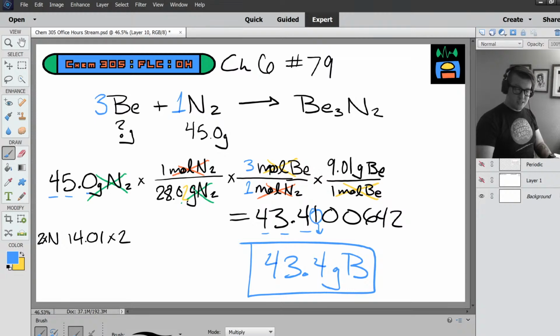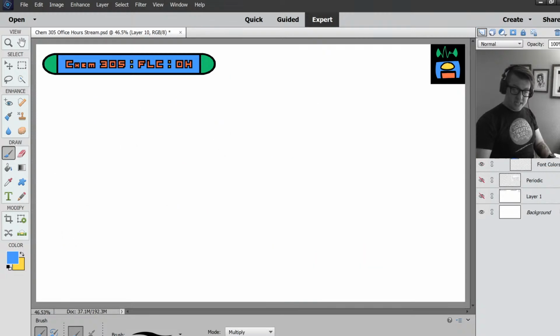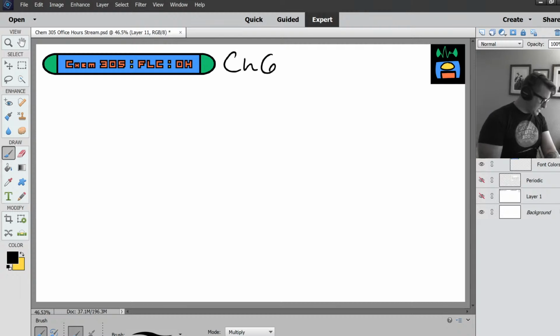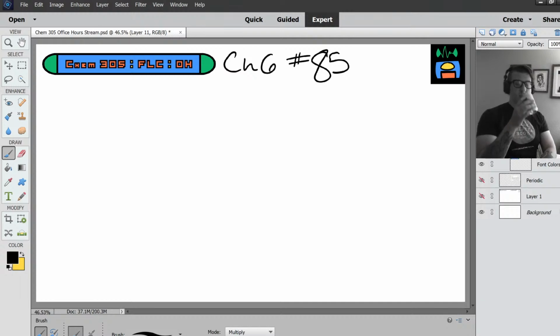Next in the queue is a third request coming out of the chapter 6 practice homework. So we have chapter 6, number 85. All right, let's see. If 125 grams of calcium nitride were produced from 29 grams of nitrogen and excess calcium, according to the following reaction, what is the percent yield of calcium nitride?